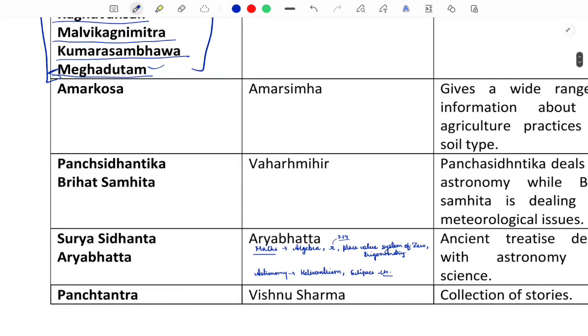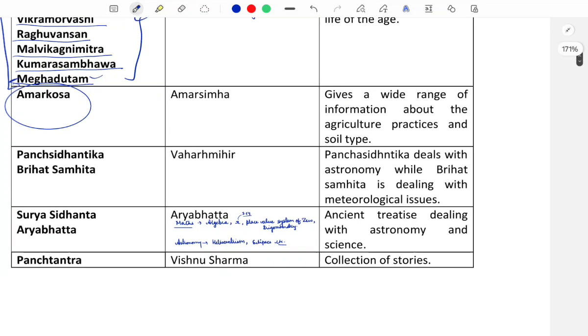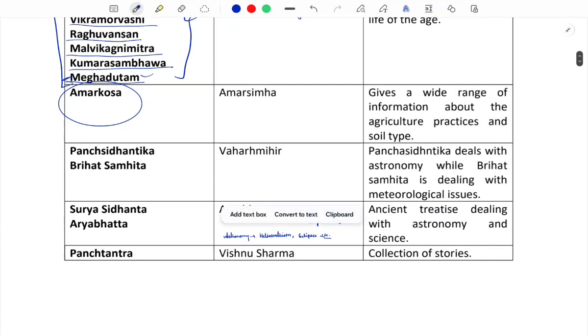Next is Amar Kosh. Whenever you are writing about anything related to agriculture, or the vegetation pattern and related aspects, you can just refer to this book, Amar Kosh. In this book, Amar Simha has written about a wide range of information. He has provided information about agricultural practices, soil type, and also the seasons of agriculture. So this was a detailed work on agriculture. You can just remember it: Amar Kosh was written by Amar Simha, and it had contents about agriculture.